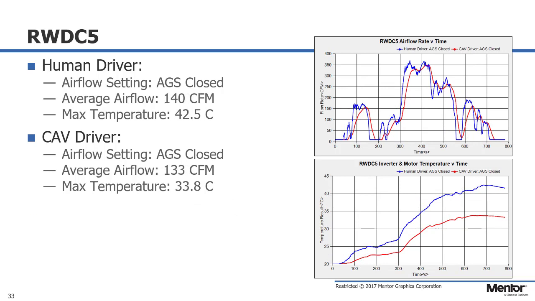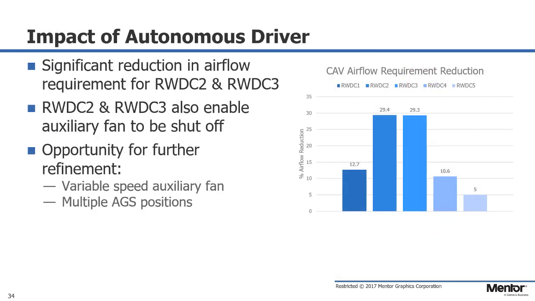And again, we were able to do the same thing with the rear-wheel drive cycle 5, keep the AGS closed for both conditions, and again, max temperature was well below the 60 degrees C. This particular case, due to the shape of the drive cycle, our airflow reduction was not quite as high, at only a 5% reduction.